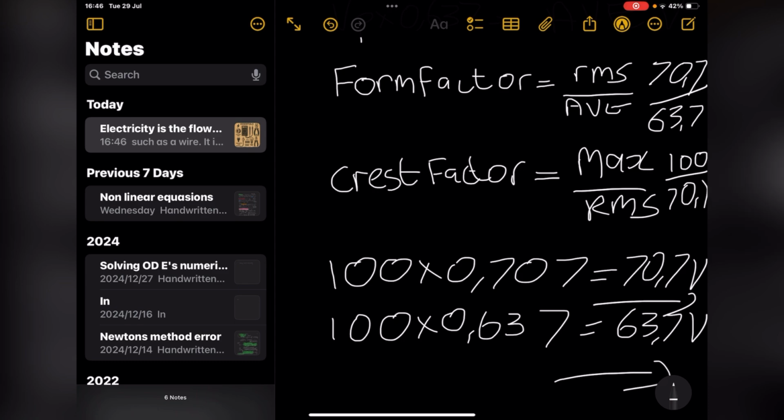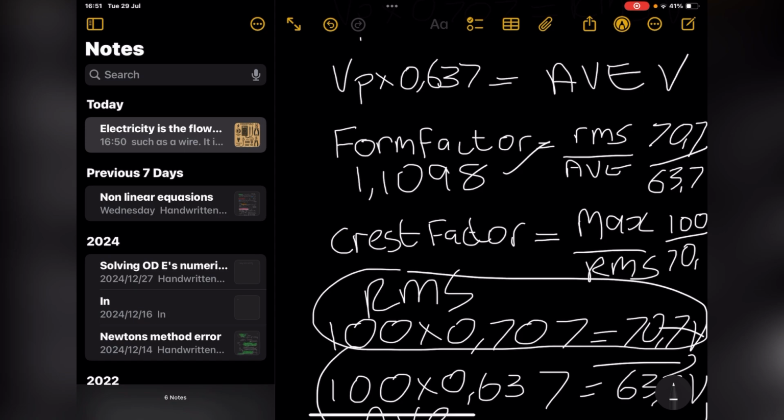All right, so let's go and take a calculator here quickly and determine 70.7 divided by 63.7, and take a look at the crest factor, which is the peak max over RMS, which is 100 over 70.7. This equates to about 1.4144.